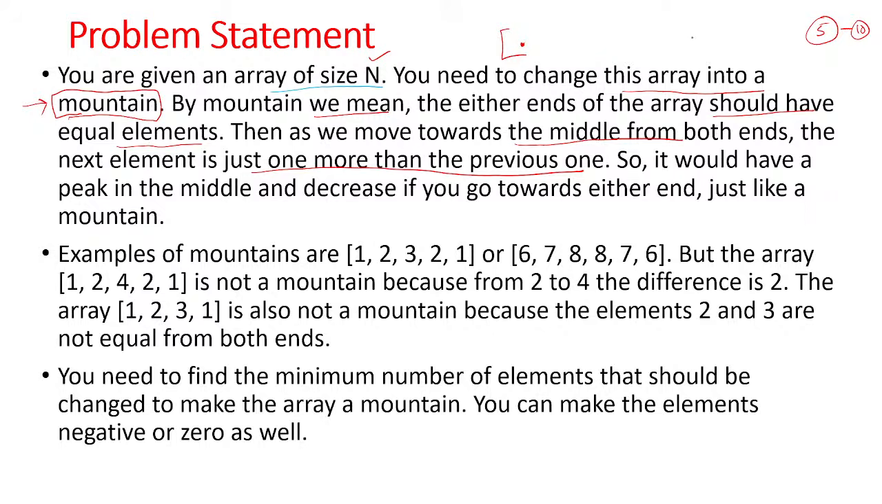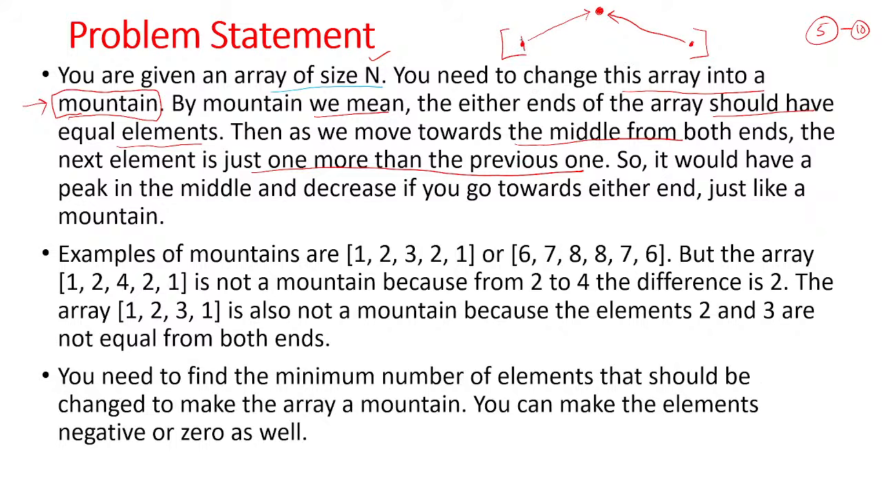If this is your array, starting from the end of the array, that means the first element and the last element, and you go towards the middle element. Assume that this is your middle element, since it looks like a mountain. So assume the middle element is at the peak here. As you move towards the middle element from both ends, what is the property here? The next element is just one more than the previous one.